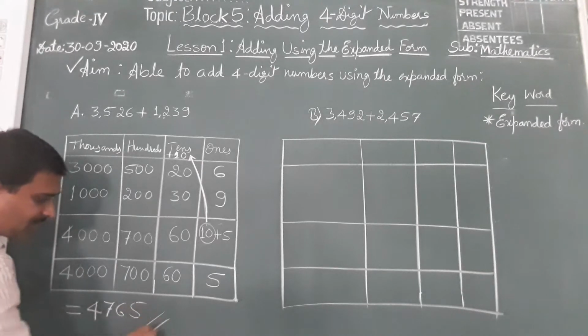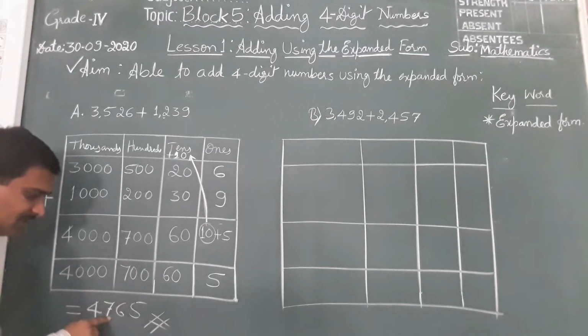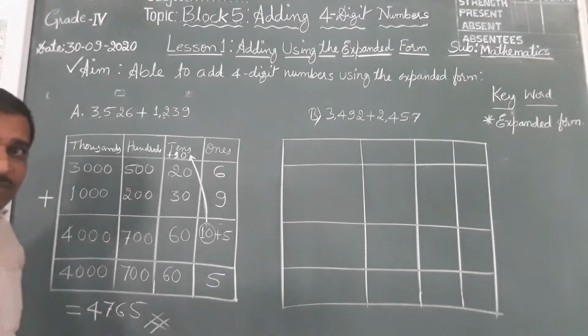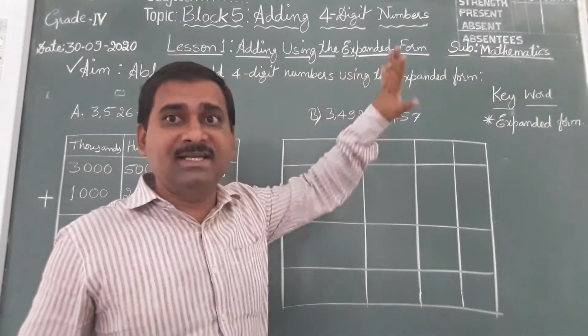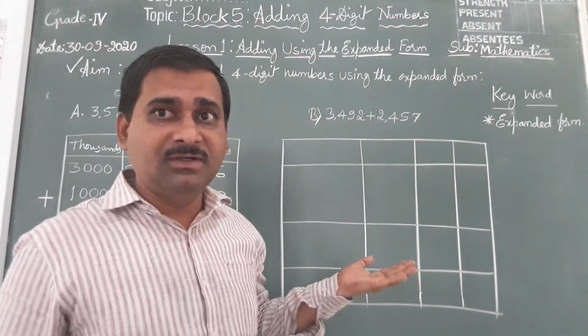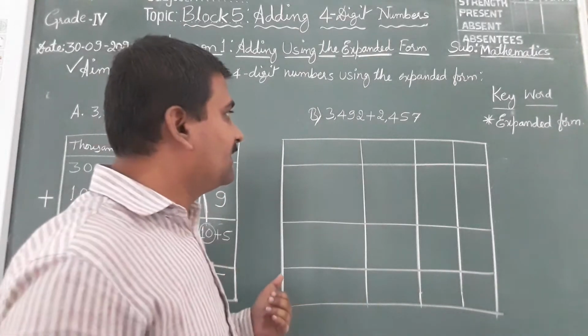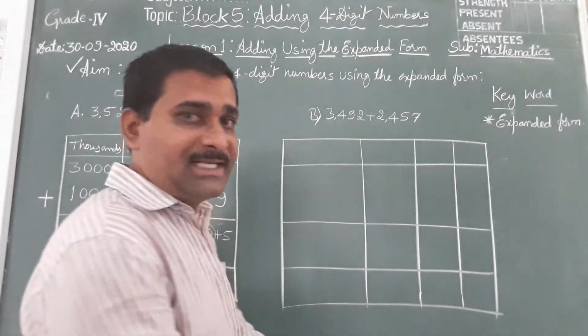4,765. Very easy, no? 4,765. Directly we can do it, but the question in the name of the lesson says expand and do it. So that's why we should expand. One more example I will show you.